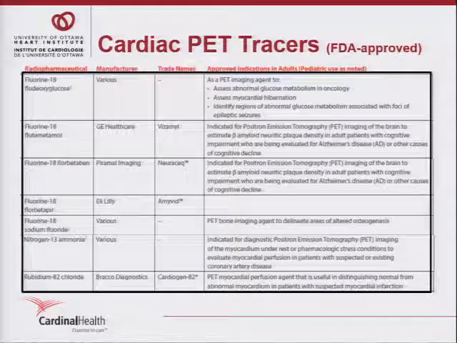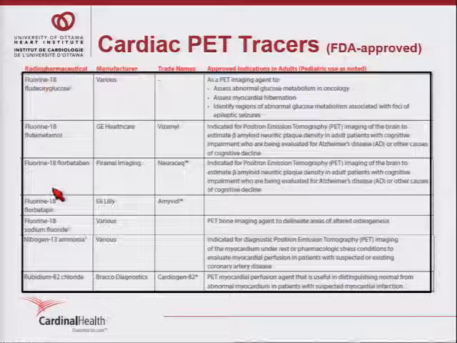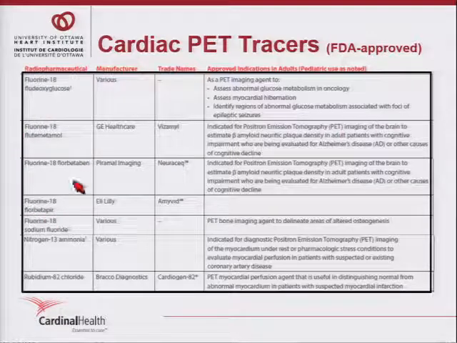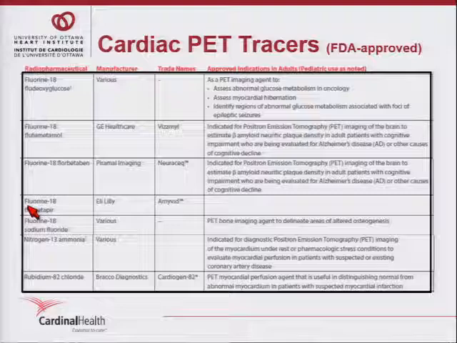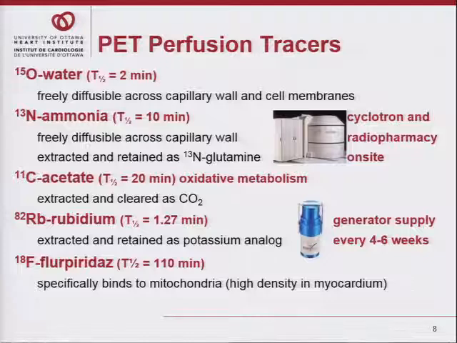I found on one of the vendor sites that the current list has expanded somewhat. We've now got more than double that number of tracers. N13 ammonia, rubidium, and FDG are still on the list. Sodium fluoride has been re-added. There is also an interesting selection of tracers to look at amyloid plaque, developed for neurological imaging but which may also have some cardiac applications.